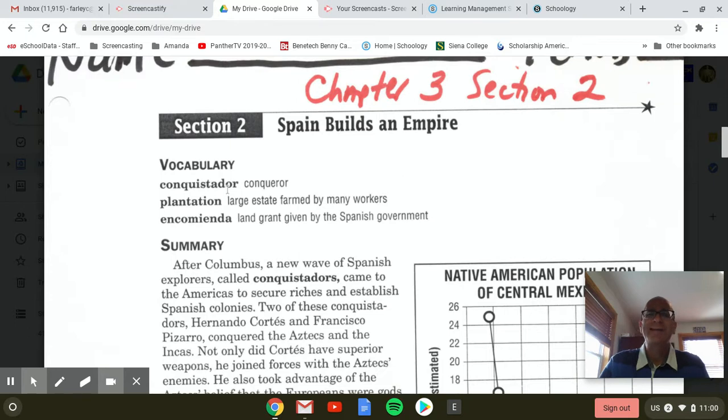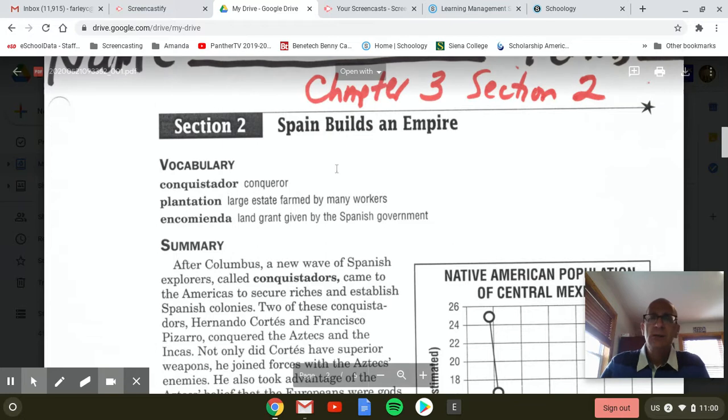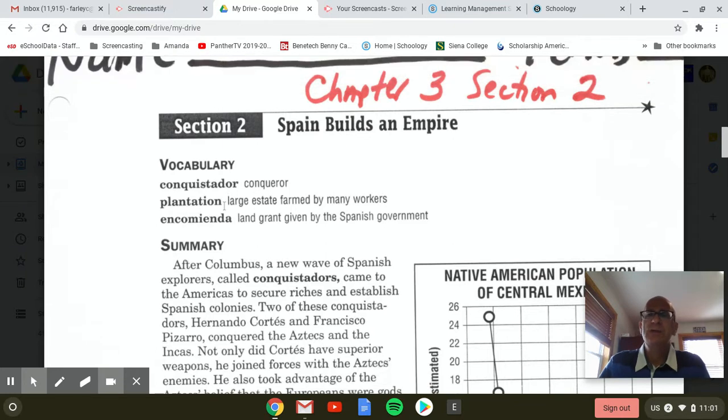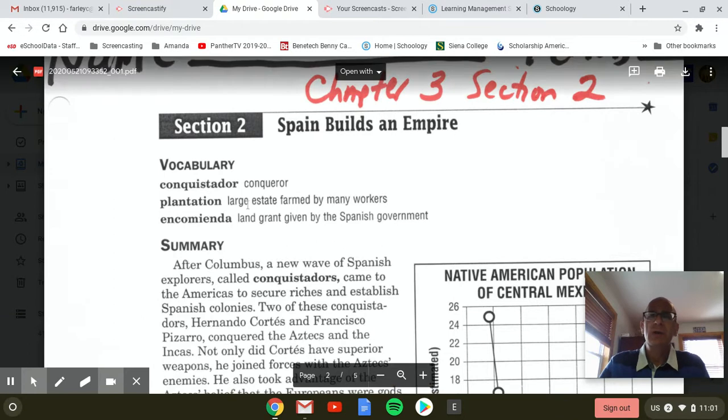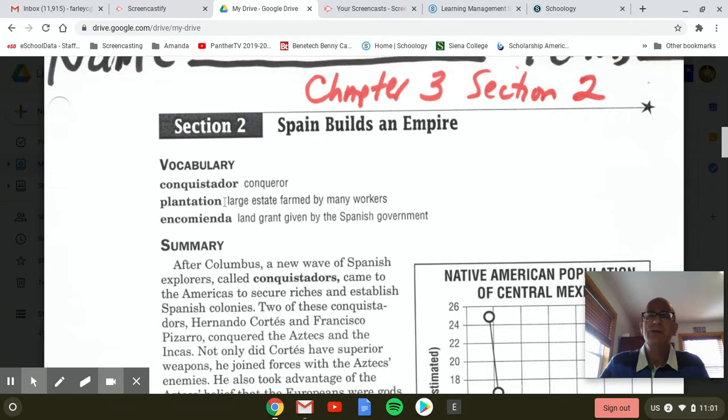The first word is conquistador, which is the Spanish word for conqueror. The second word is plantation, which is a large estate farmed by many workers. We are going to spend a lot of time this year talking about plantations in North America and in the United States up to the end of the Civil War. Large estates farmed by many workers. We're going to key in as the year goes on about what life would have been like on an American plantation for slaves. So plantation, important word, large estate farmed by many workers.